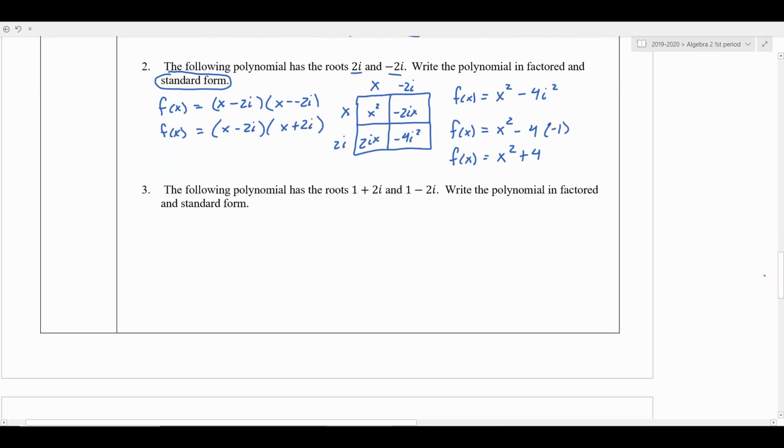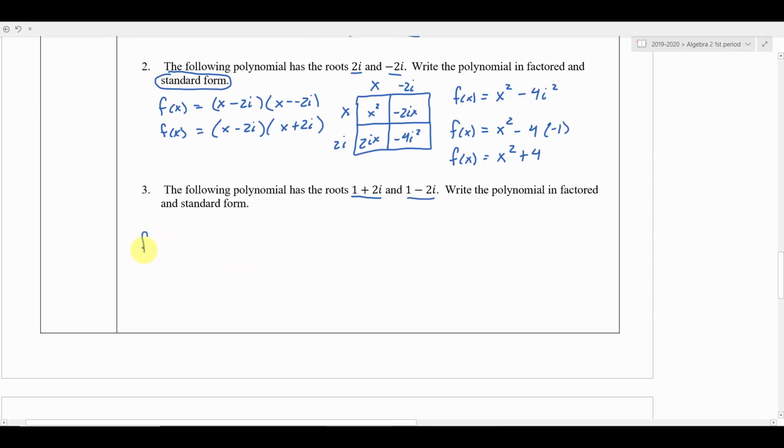All right. Let's do one more here. So this one is a little bit more complex, right? It looks a little bit more difficult because the complex numbers come in 2 parts this time. But it's still 2 roots. This is one of the roots, 1 plus 2i, and 1 minus 2i is the other root.